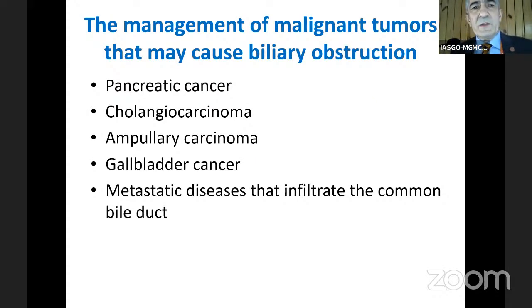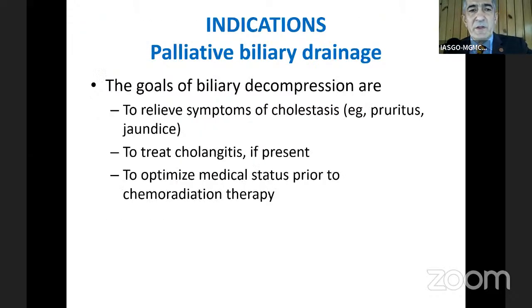The malignant tumors that may cause biliary obstruction are pancreatic cancer, cholangiocarcinoma, ampullary carcinoma, gallbladder carcinoma, and metastatic disease. As for the indications for palliative biliary drainage: to relieve symptoms of cholestasis, for example, pruritus or jaundice, to treat cholangitis, and to optimize the medical status of the patient prior to chemoradiotherapy.